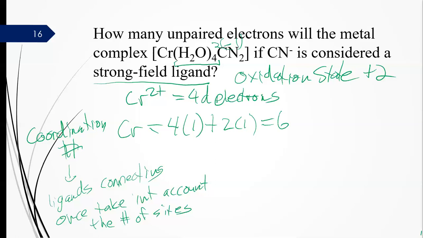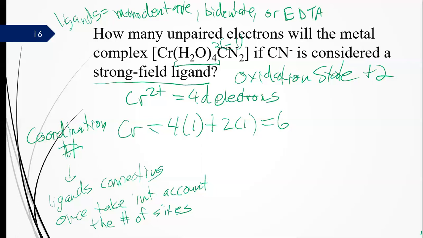And so for your ligands, what you want to pay attention to is whether they're mono, which means they make 1 connection, bi, where they make 2, or if they're EDTA, which makes 6.